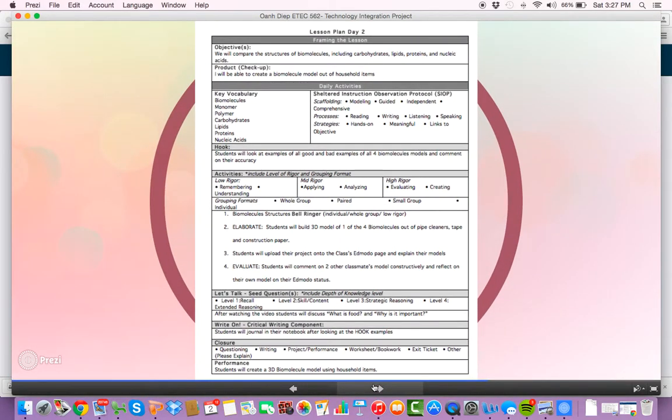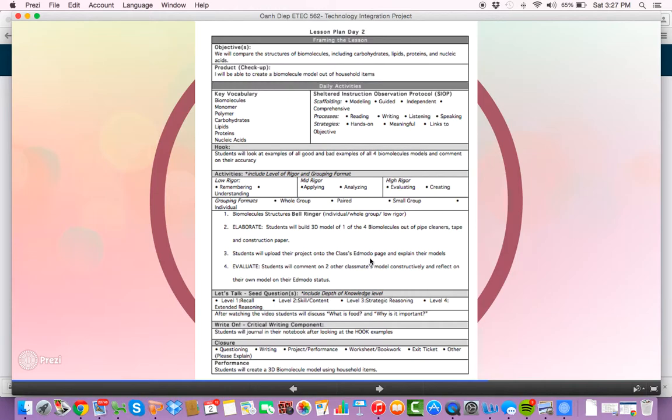Moving on to day two, they will have the same objective. However, the product is quite different. At the end of day two, students will be able to build on what they learned by making a 3D model of a biomolecule that I assigned, out of household items like pipe cleaners, tape, and construction paper. Once they've done that, they will take a picture of their own model with their phone or an iPad in class. Then they will upload that picture onto the class's Edmodo page with an explanation, very similar to posting a picture status on Facebook.